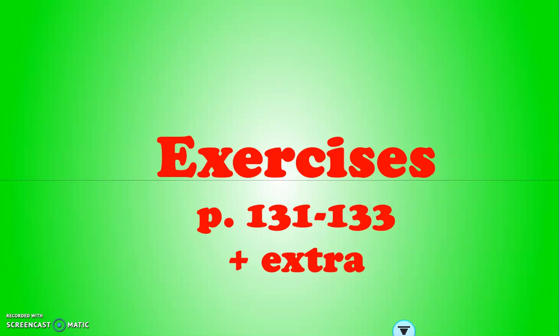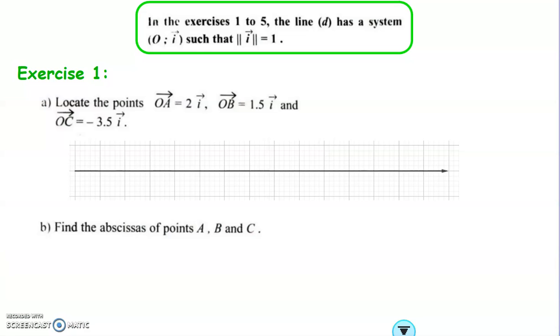In this video, we are going to solve some exercises from chapter 12. We will start with exercise 1. First, in the exercises 1 to 5, the line D has a system OI such that the norm of I is equal to 1. Exercise 1, locate the points A, B, C such that OA is equal to 2i, OB equals 1.5i, and OC equals minus 3.5i.